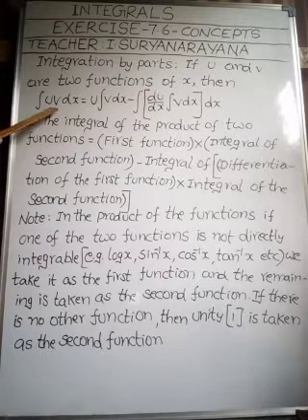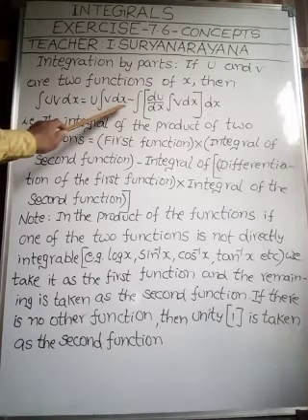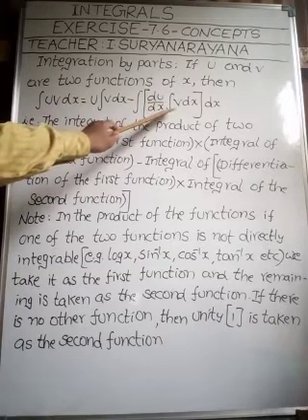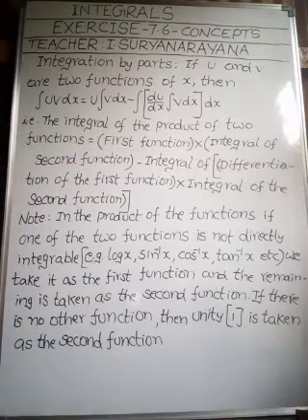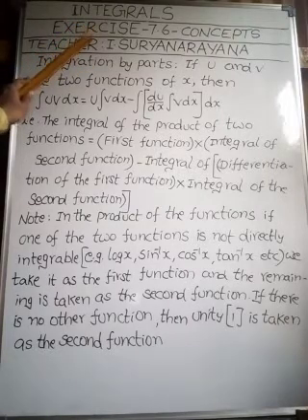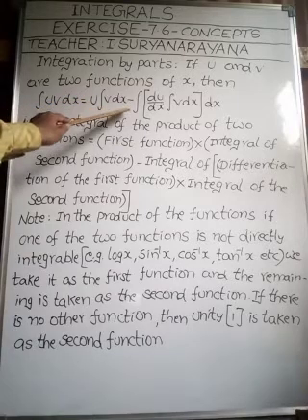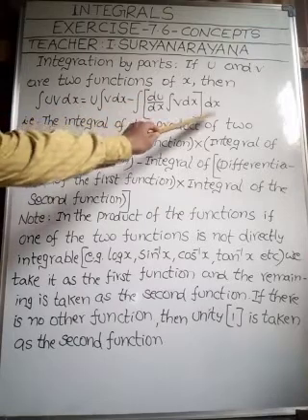then the integral of these two functions is equal to u, the first function, into integral v dx, minus integral of du by dx into integral v dx, whole dx. You have to remember this formula, my dear children, for integrating by parts. Integral uv dx is equal to u integral v dx minus integral of du by dx integral v dx whole dx.